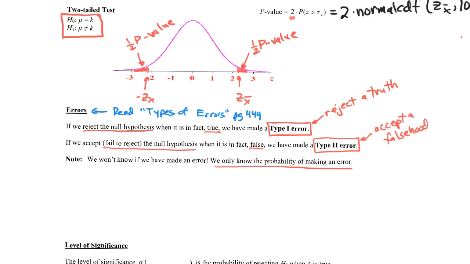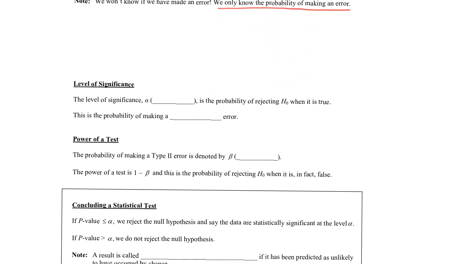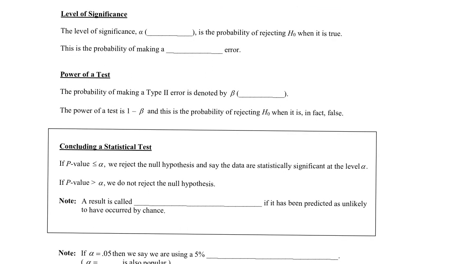Another thing we have to be aware of is what's called the level of significance. If anybody recognizes that Greek letter alpha, the level of significance, or alpha, is the probability of rejecting H naught when it is true. This is the probability of making a type 1 error. So we're going to know the probability of making a type 1 error.